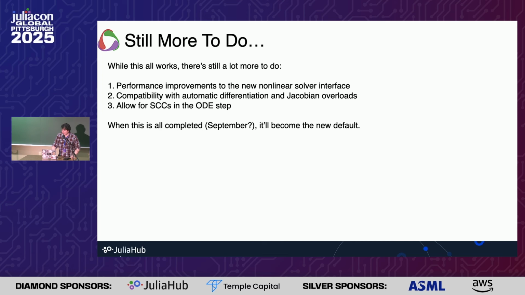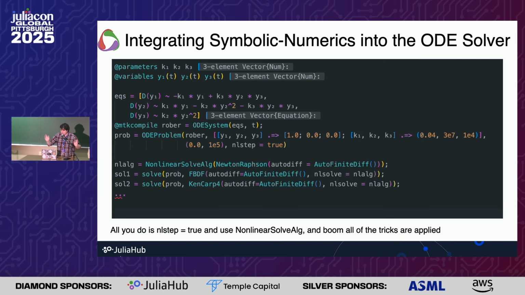Again, there's still a lot more to do here. So this all works, right? This is all working code. The tests are all on and everything.